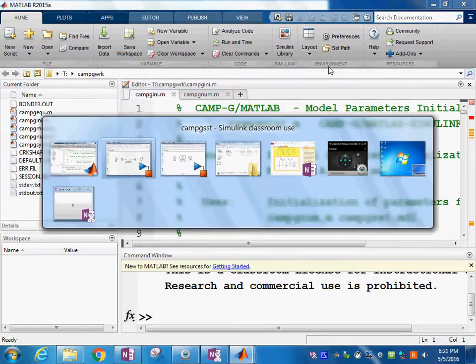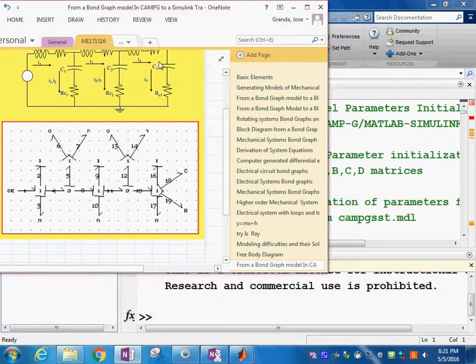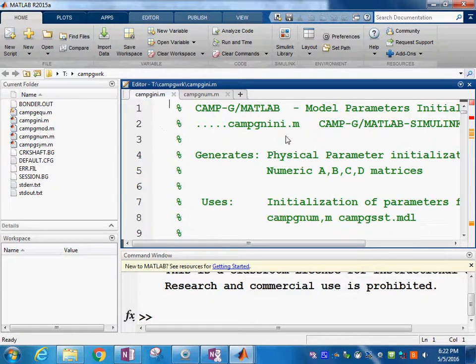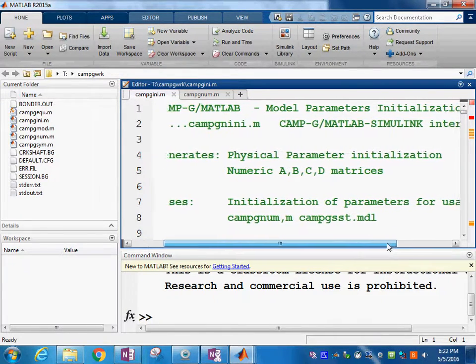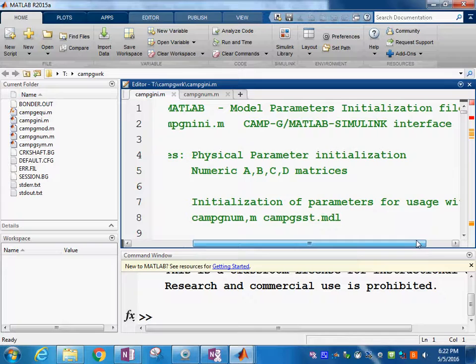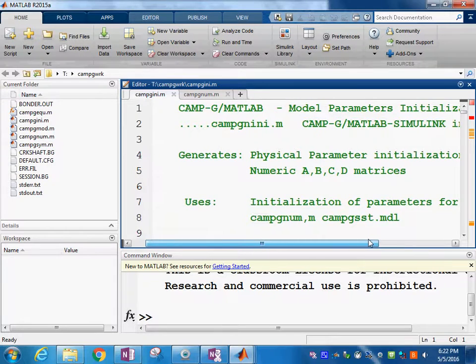Okay, so let's just for a moment remind you what the system is. Right here the output is E18, which is the voltage across this capacitor right there. Okay, so we need to initialize the values for all these other elements, and that's where we are over here. You see this, let's read the title. It says model parameters initialization file, camgini. And then it initializes the matrices for this.